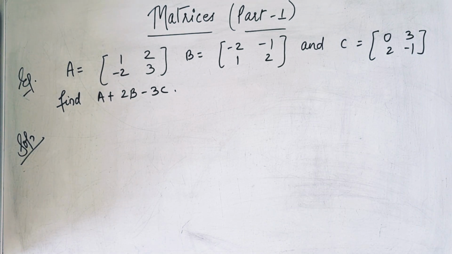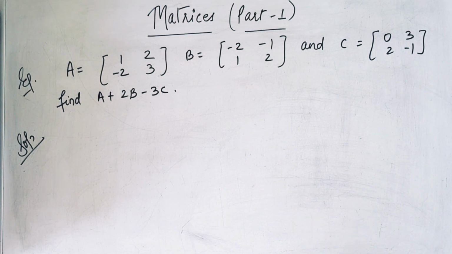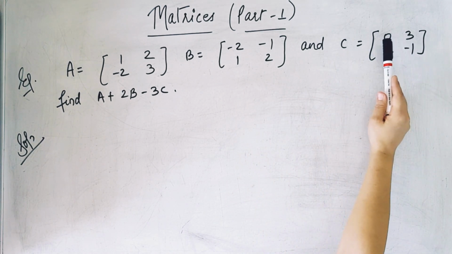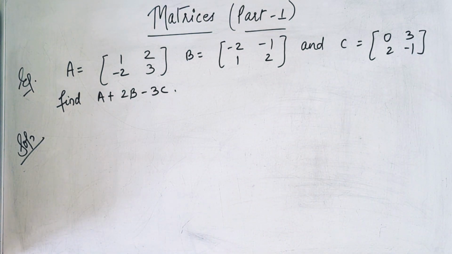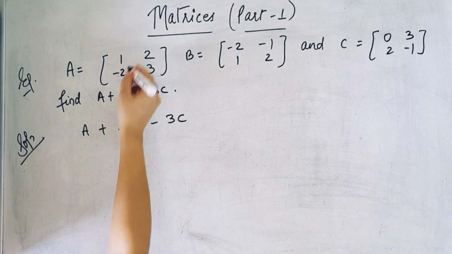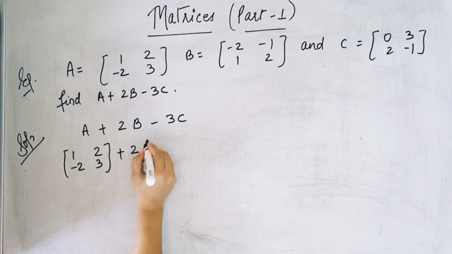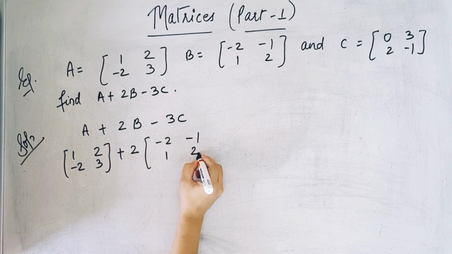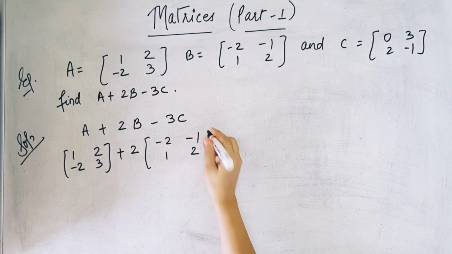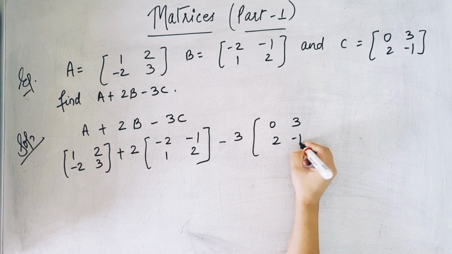Now the next type of question: A matrix is 1 2 2 minus 3, B matrix is minus 2 minus 1 1 2, and C matrix is 0 3 2 minus 1. Now what we have to calculate is A plus 2B minus 3C. So A plus 2B minus 3C we have to calculate. A is 1 2 minus 2 3. B is minus 2 minus 1 1 2, and C is 0 3 2 minus 1.